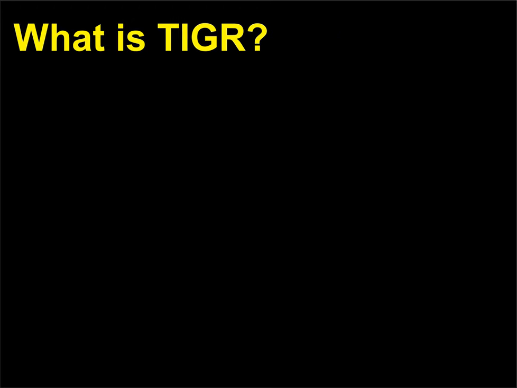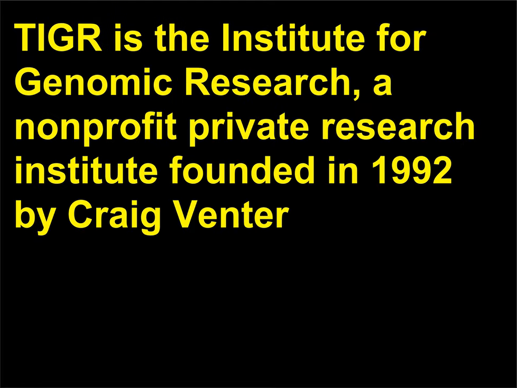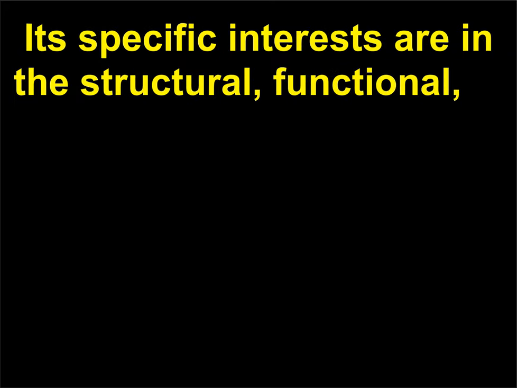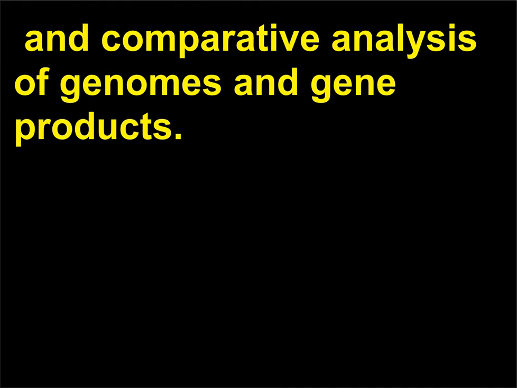What is TIGR? TIGR is the Institute for Genomic Research, a non-profit private research institute founded in 1992 by Craig Venter, 1948, and headquartered in Rockville, Maryland. Its specific interests are in the structural, functional, and comparative analysis of genomes and gene products.